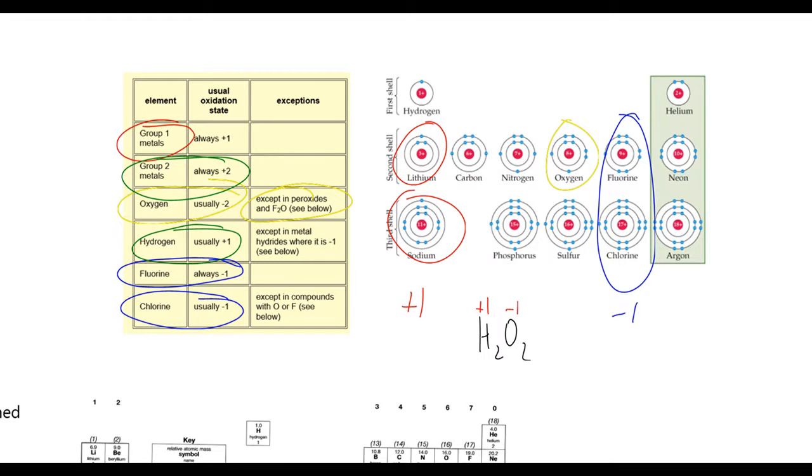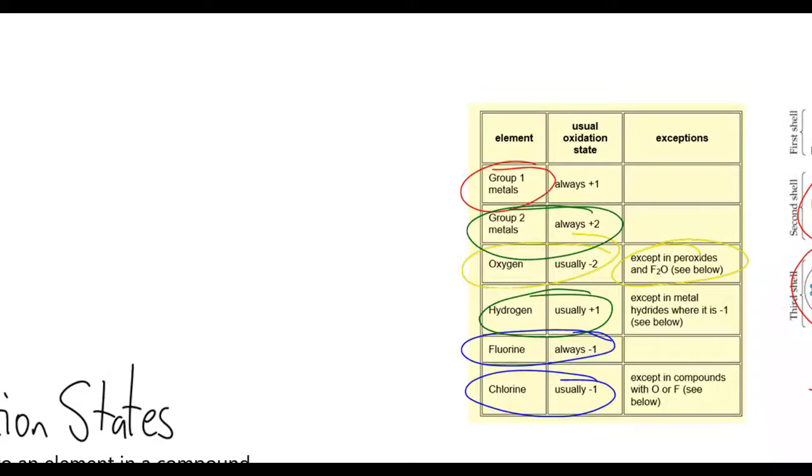Hydrogen is usually +1, except when it's bonded in a metal and it's called a metal hydride. So this example here is called lithium hydride. And lithium hydride would be where lithium is +1, hydrogen becomes -1. So these are the general oxidation state rules. There are one or two exceptions, so just be careful of those.